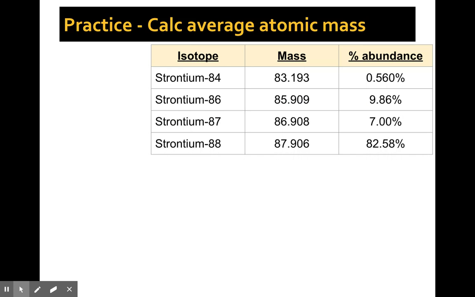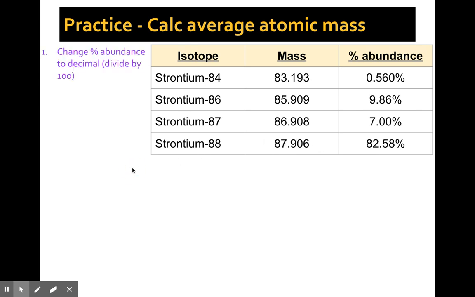All right, so here's an example. This example should be in your blue notes packet. Strontium is an element that has 4 isotopes. Here are the mass numbers for each individual isotope, and here's the percent abundance. Looking at the percent abundance, you can see that strontium-88 has the greatest abundance. So when we calculate the average atomic mass, we know the average mass is going to be closest to this 87.9 number, or at least pretty close, because that isotope is most abundant. That is going to pull the average closer to that number.